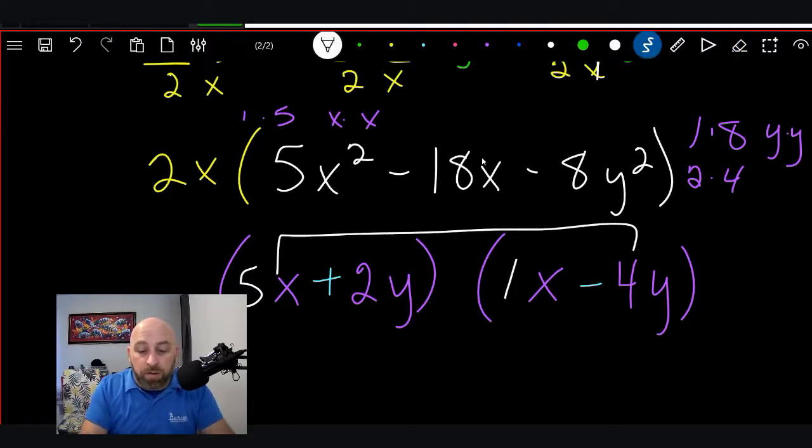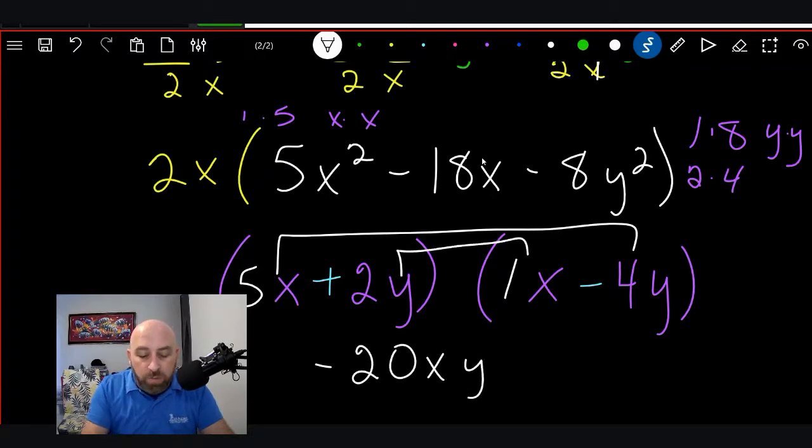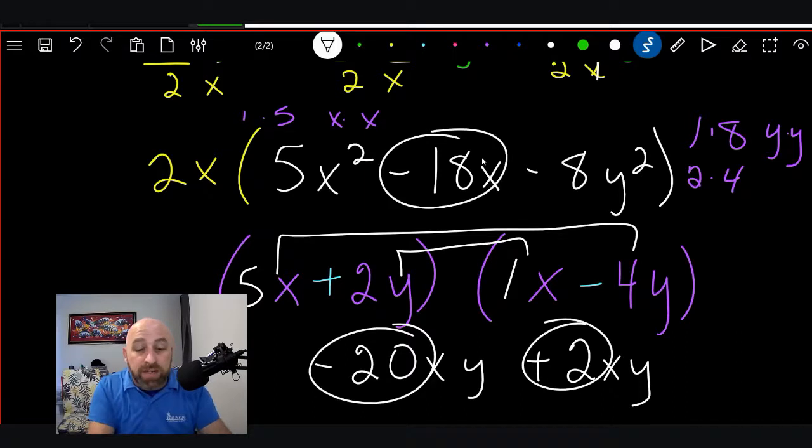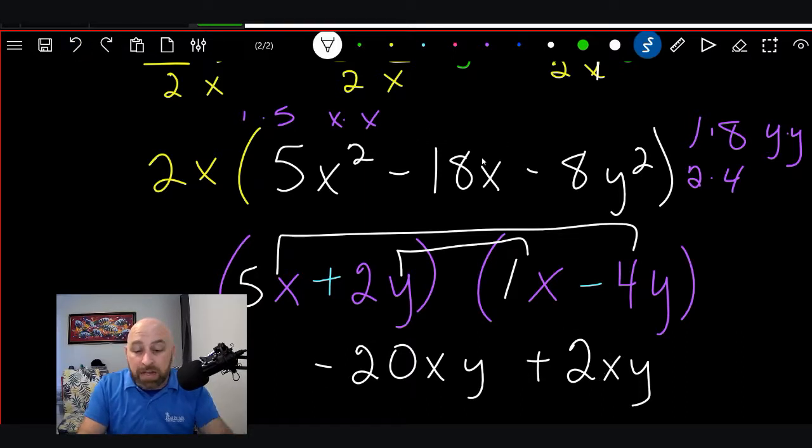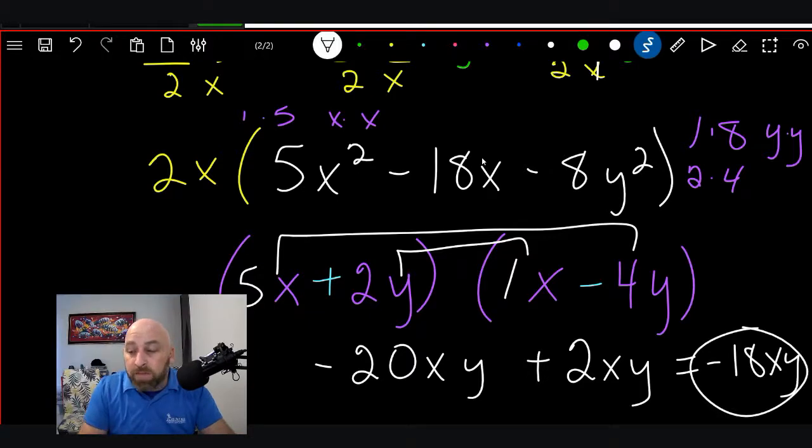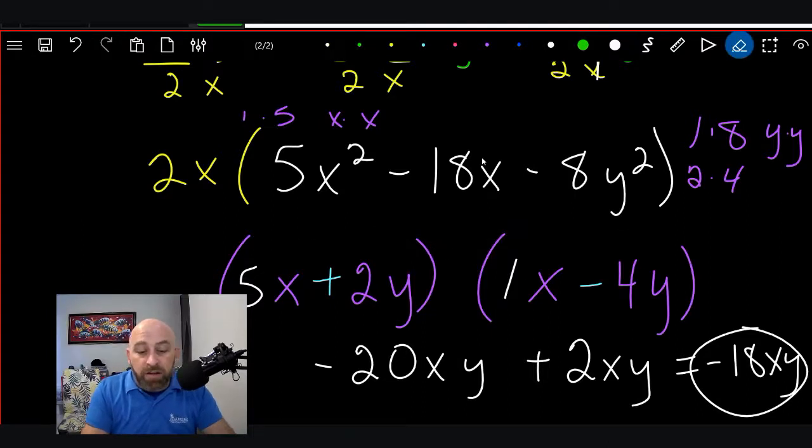All right, so there we go. We're going to get a negative 20xy. And then we're going to do this right here. And we're going to, ooh, this looks good to me. This looks really good to me. We're going to get a positive 2xy. Notice, why does it look good? Because I have a 20 and a 2, and we're subtracting, and I get an 18. That's exactly what I get. I get my negative 18xy. Okay? So if you look in the book, you'll see that that is indeed the correct answer. You have a 5x plus 2y, and a 1x minus 4y.